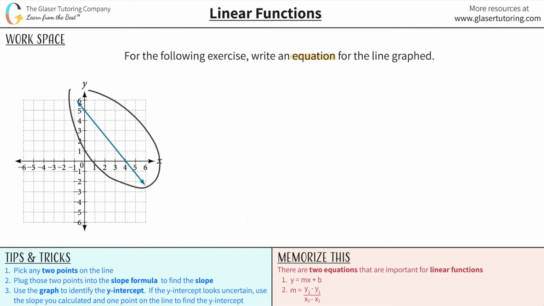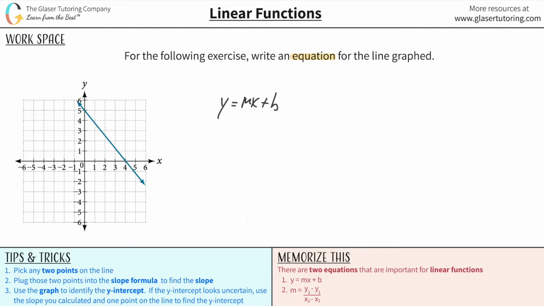Basically, what I need to do first is try to identify whether this thing is linear, a quadratic, a quartic, et cetera. And I realize it's a straight line, right? So it's linear. So now we know the general equation for a linear line. It's going to be y is equal to mx plus b.